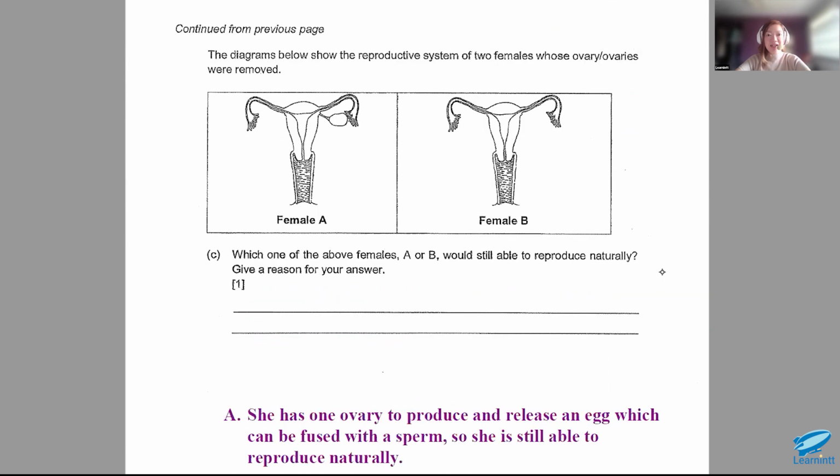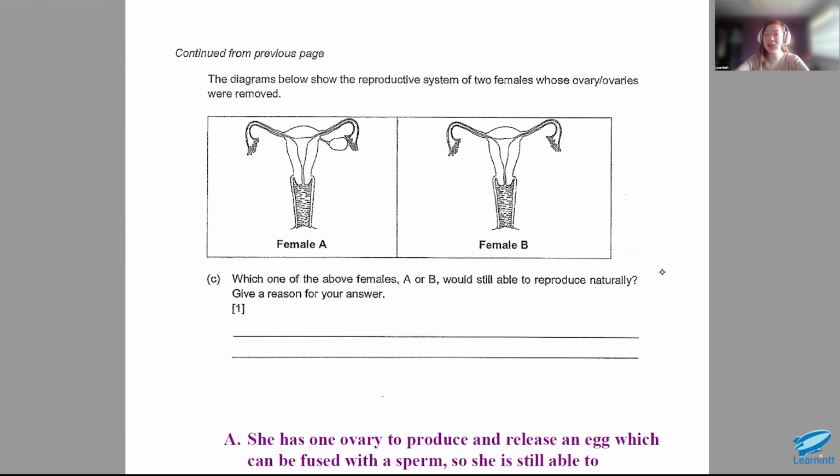Next. The diagrams below show the reproductive system of 2 females whose ovary or ovaries were removed. Now, we do know that each female would have 2 ovaries when they are born. Now, let's look at the diagrams here. So in female A, she has 1 ovary left, and in female B, both ovaries are not present. Question. Which one of the above females, A or B, would still be able to reproduce naturally? Give a reason for your answer.